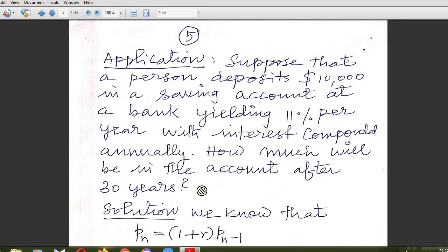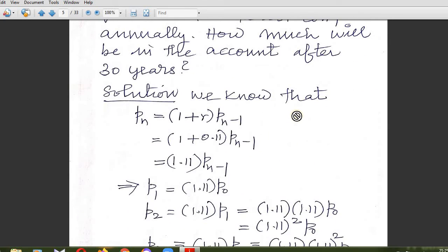Wonderful problem. Now what's the problem? The deposited amount is $10,000. The interest by the bank is 11% per year, compounded annually. How much will be in the account after 30 years? After 30 years, what would be the total amount in the account for depositing 10,000 at the rate of 11% per year compound interest? We already know the compound interest recurrence formula, Pn equals (1 + r) Pn-1.